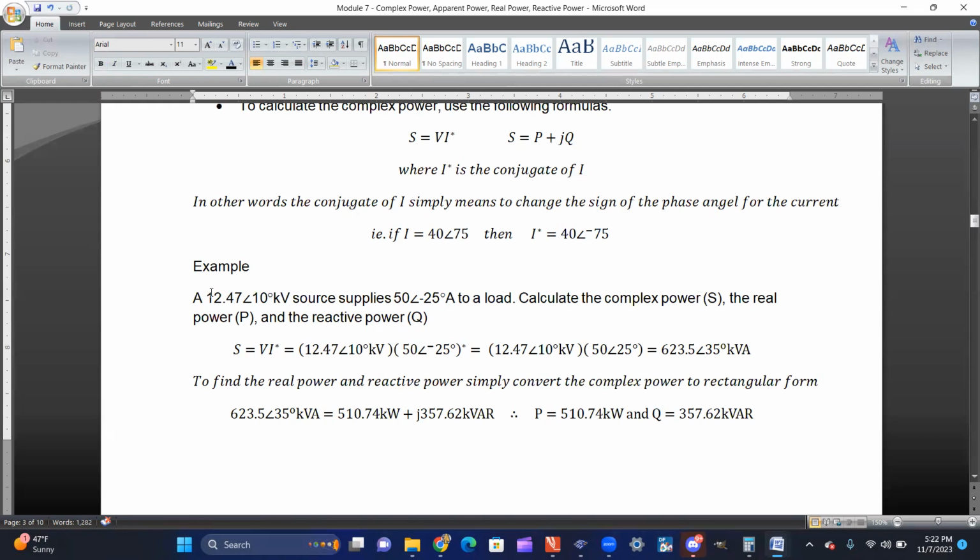So right here, you see the voltage is at 10 degrees and the current is at negative 25 degrees. So the current is lagging behind the voltage. But in this case, it's not 25 degrees. It's a negative 35 degrees.